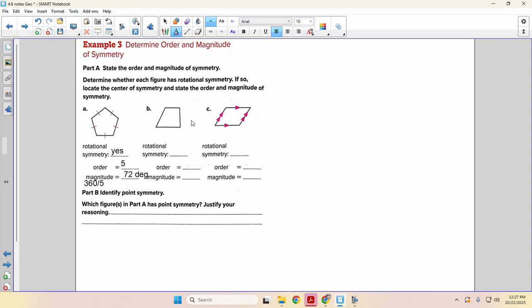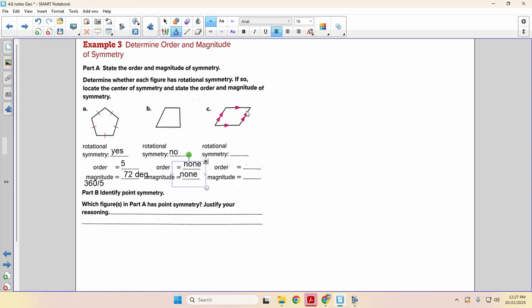Okay, this little buddy here, if I drew a line, it's that trapezoid problem. If I draw a line here, or up and down, or even diagonally, can I draw it? So the answer, does it have rotational symmetry? We have to say no. So that means it doesn't have an order, and it doesn't have a magnitude. How easy is that? My lucky day.